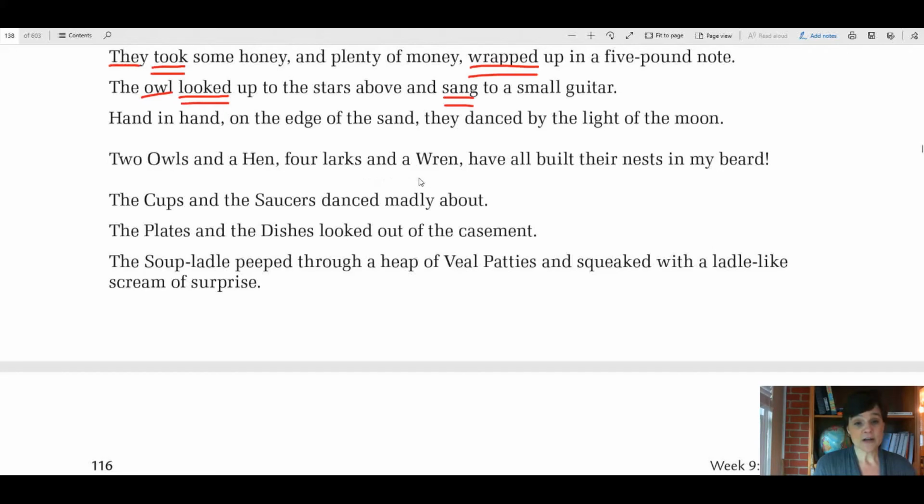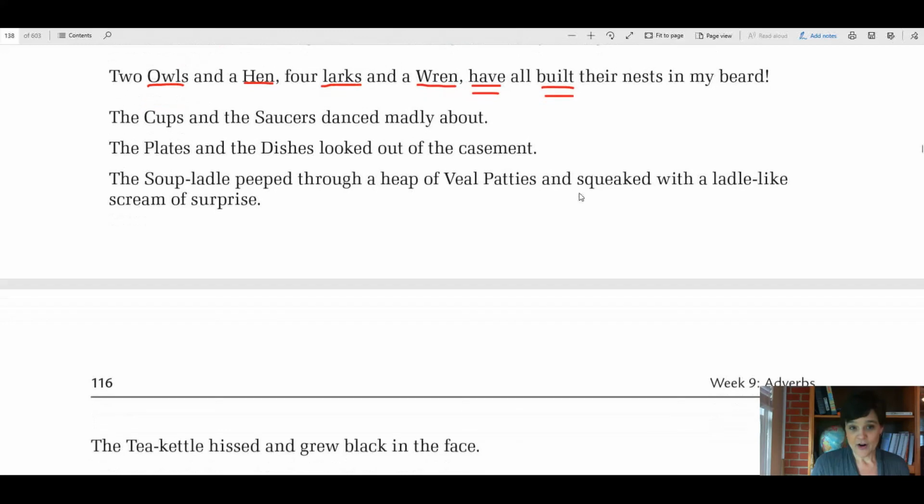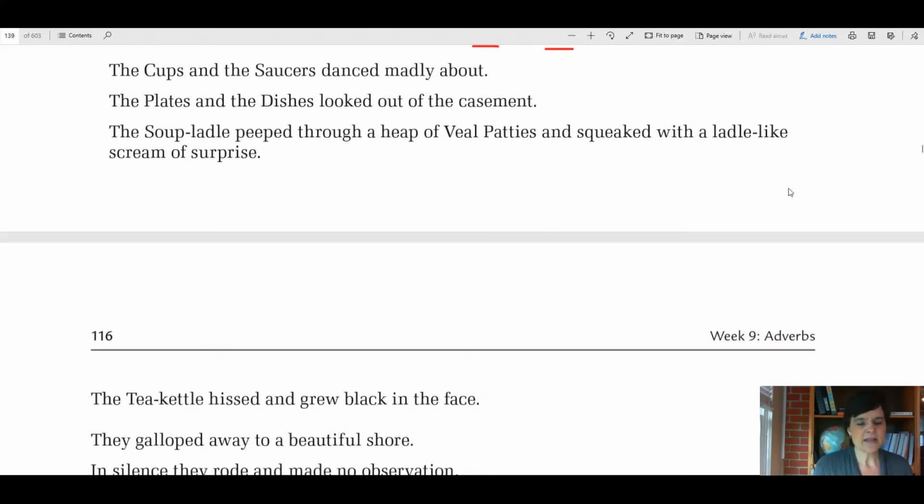2 owls and a hen, 4 larks and a wren have all built their nests in my beard. Find the verb first. Have built. Now this word all is not part of the verb. We'll learn all that later on, but that's not part of the verb. You can't say all built, but you can have built. Okay. Is there any other verbs? No. Then to find the subjects, you say who or what have built. A wren, 4 larks, just larks, an owl, or a hen, and 2 owls, or just owls. So owls, hen, larks, and wren have built. Okay? All right. Now, just pause it for a second. See if you can finish these last 6 sentences, and then I'll go over it with you.